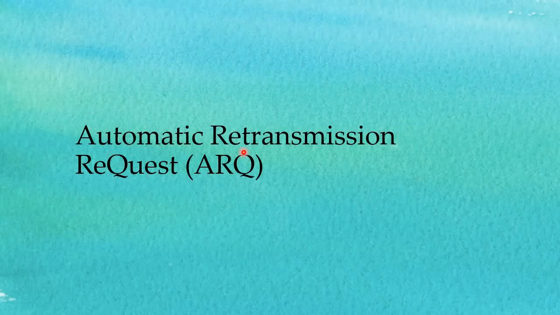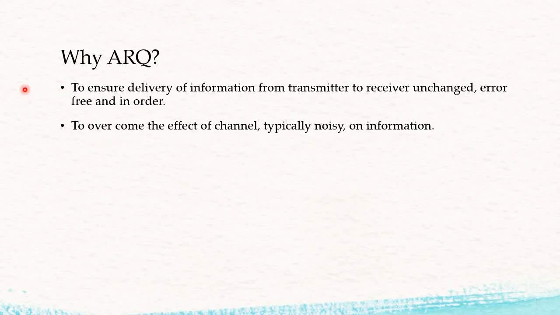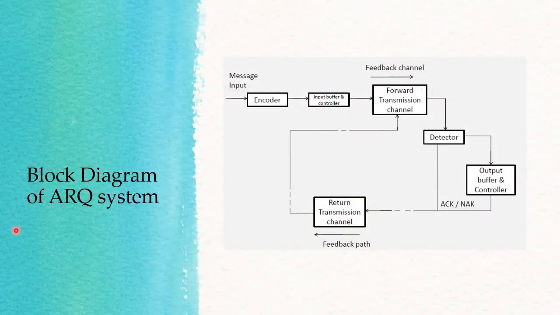Then the automatic retransmission request, ARQ. Why ARQ? To ensure delivery of information from a transmitter to the receiver unchanged, error free, and in order, to overcome the effect of channel noise. So this is the block diagram of an ARQ code. Your ARQ code consists of an encoder, input buffer, and a controller. Then we have a forward transmission channel. We have a detector, output buffer control, and the return transmission channel.